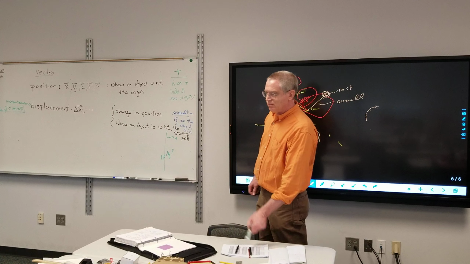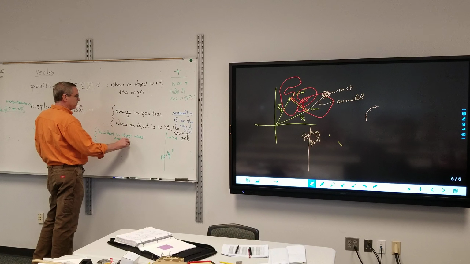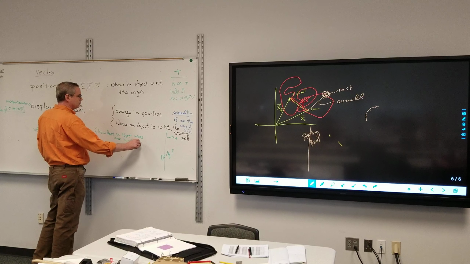Velocity. The symbol for velocity is V with a vector symbol over it. It is how fast an object moves and in what direction. Or it's the time rate of change of position.